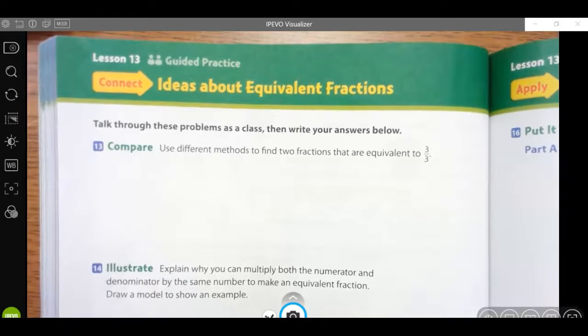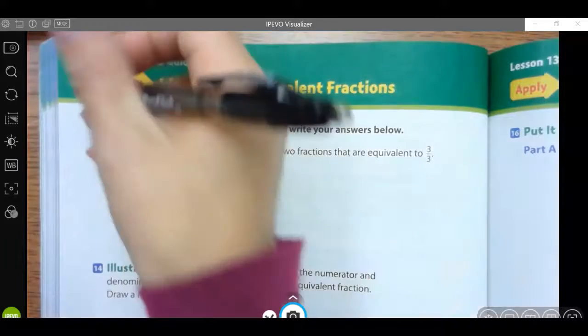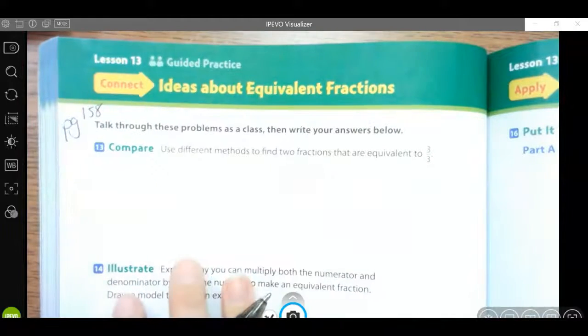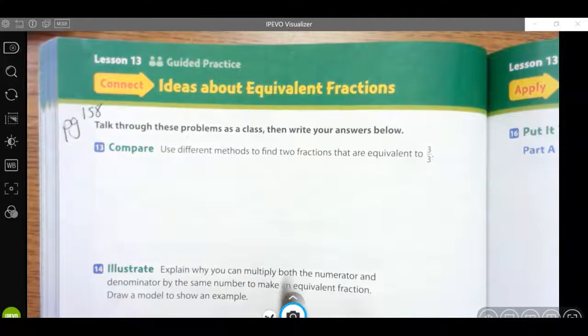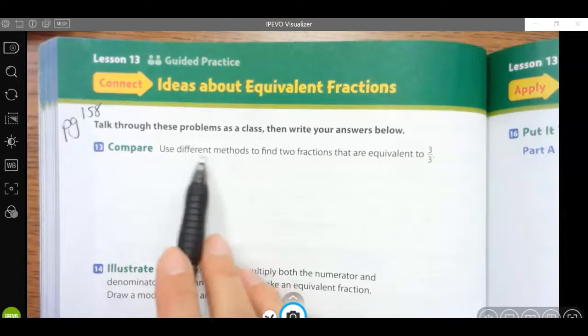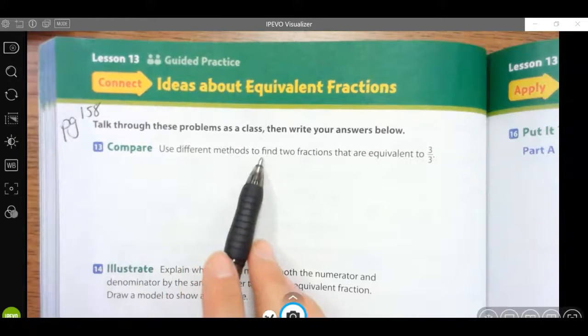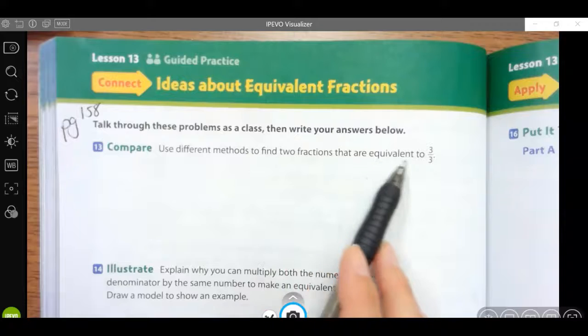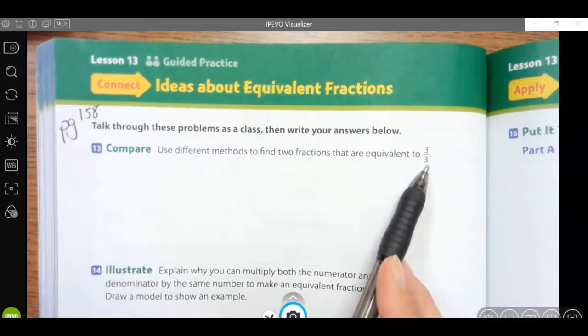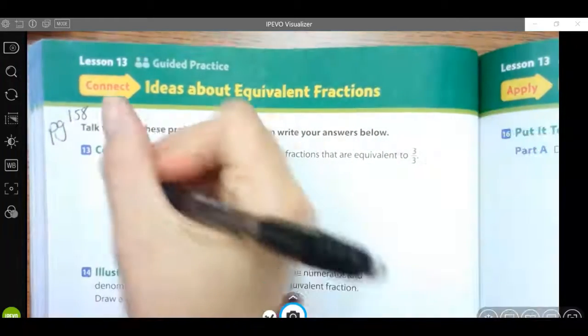I'm working in the instruction book, on page 158, okay? So number 13 is asking us to compare. It says use different methods to find two fractions that are equivalent to 3/3. Okay, so 3/3.